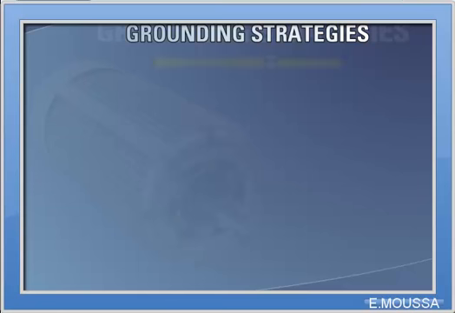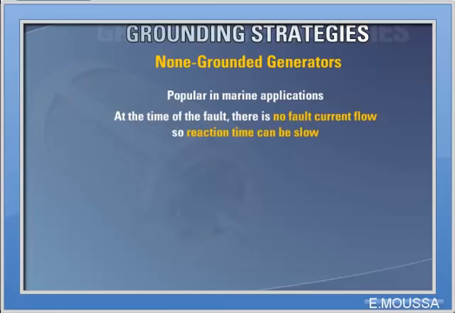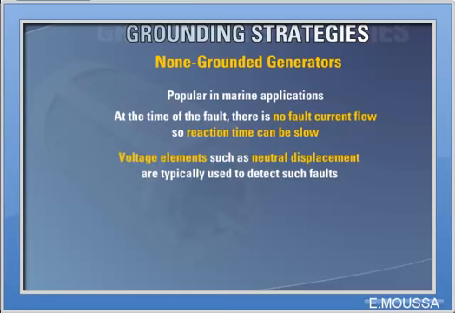The final strategy we'll discuss is non-grounded generators. This type of grounding is popular in marine applications and in some areas of Europe. At the time of a ground fault, there is no fault current flow, and so the reaction time can be slow. Detection is difficult due to the lack of current. Voltage elements such as neutral displacement are typically used to detect such faults.